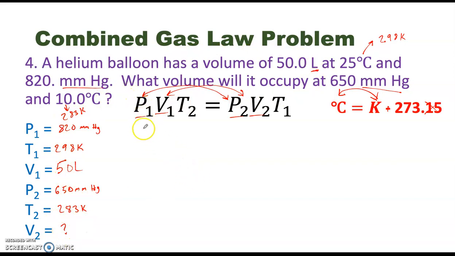So now we're going to plug this in. I like to put everything in parentheses. That just helps me keep things organized. Millimeters of mercury times the volume, which is 50 liters.